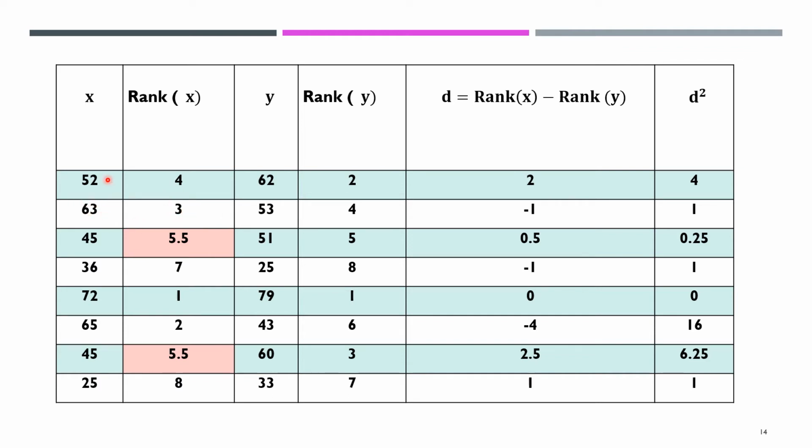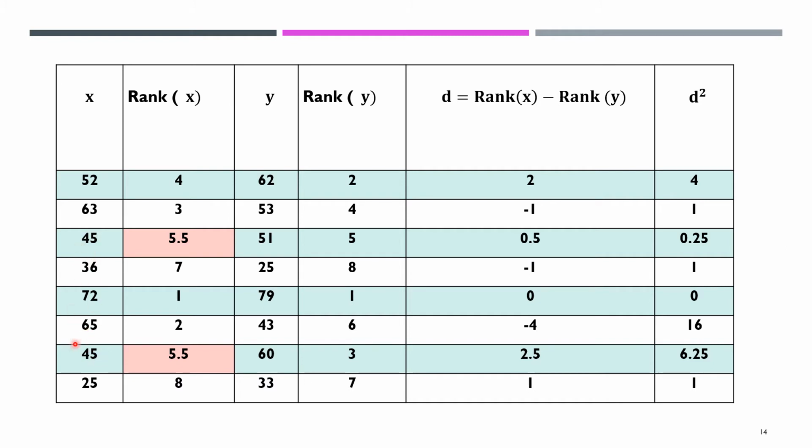After 63, we have the next number 52, that is 4. After 52, we have the number 45. But we have 45 twice in this X column. Okay, two values are 45. So we have to assign the ranks, because till 4 is over, we have to give the ranks as 5 and 6.